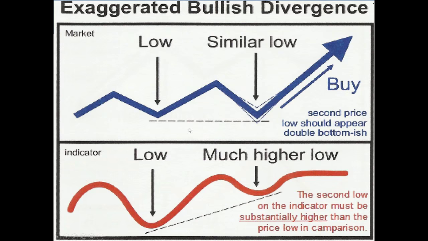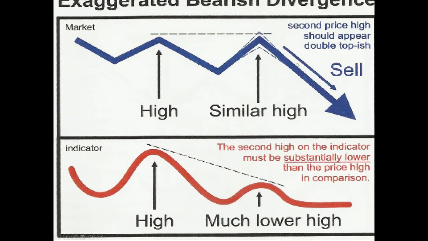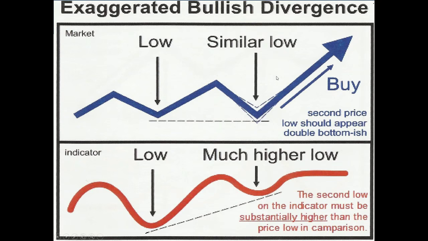Double bottom or double-bottomish price, and the oscillator bottom is going up. It has a steep angle. So it's a higher low. So you can also snapshot this, and the cheat sheet will be available for hidden and regular divergence.